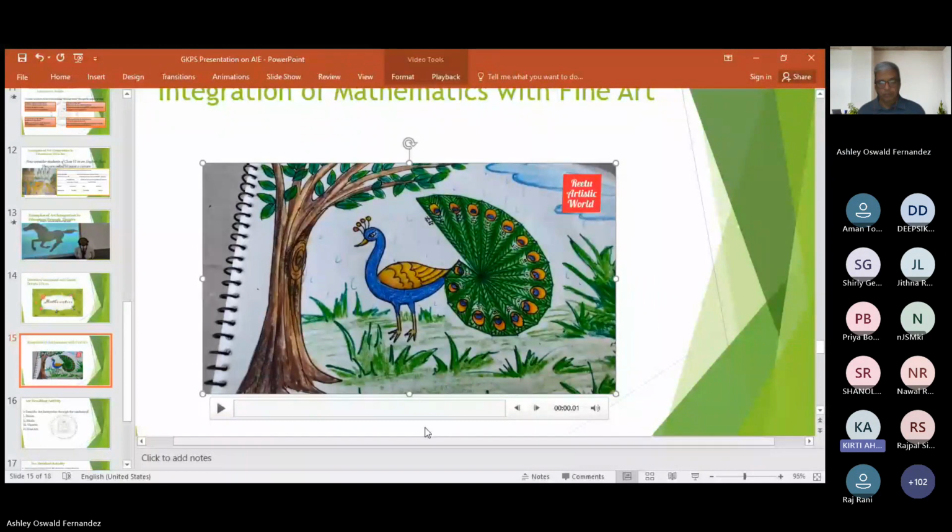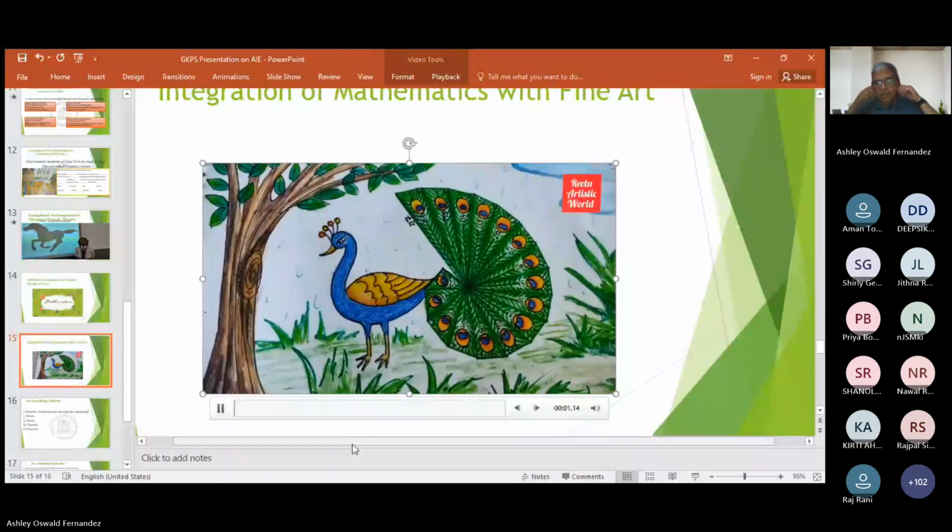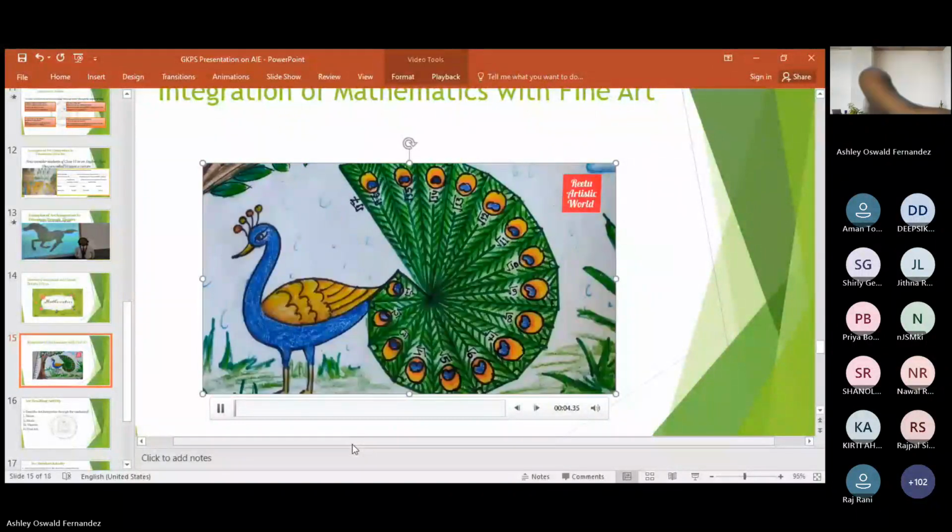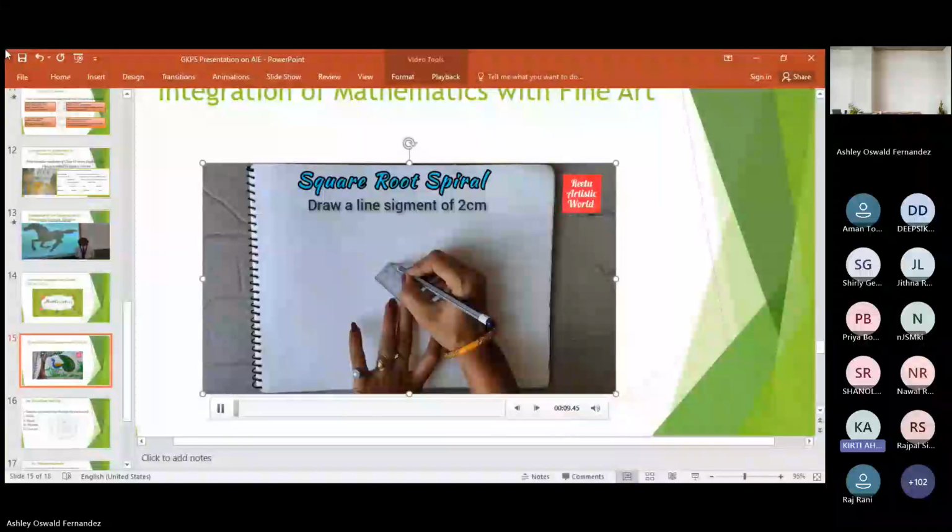It's a picture of a peacock with nature beauty. Yeah. Look at this, please. Okay, that's easy.